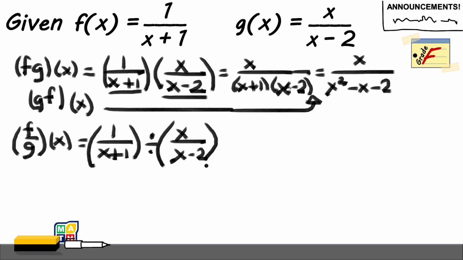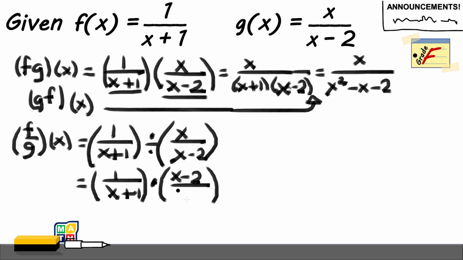The keep, change, flip method allows us to keep the dividend, or we write the dividend as it is, 1 over x plus 1. We change the operation. Instead of division, you will have multiplication. And we flip your divisor. Your second rational expression, you reciprocate it, or you flip it, so it becomes x minus 2 over x. This is now the next form. Instead of division, we have now used the keep, change, flip method, and we can now multiply them.